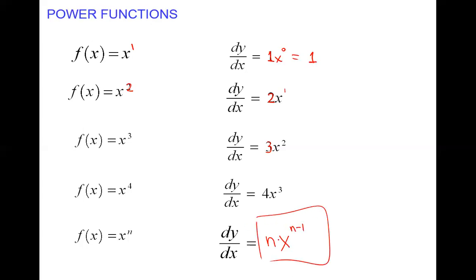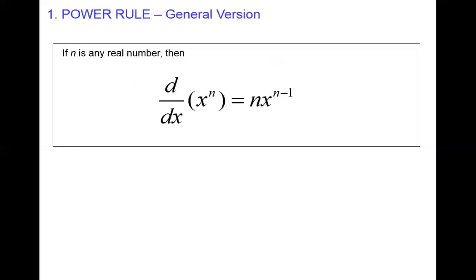Okay? That means this is the power rule. In order to differentiate x to the power of n, the derivative with respect to x of x to the power of n is n times x to the power of n minus 1.